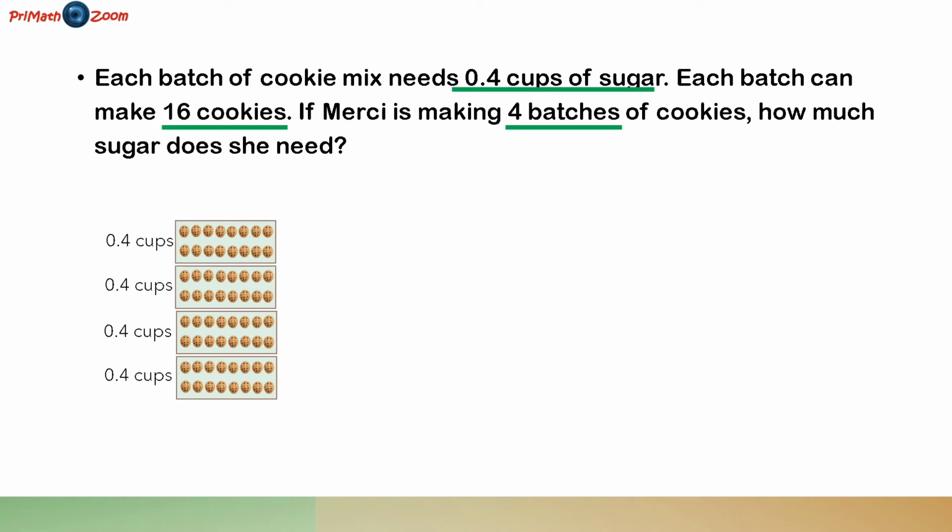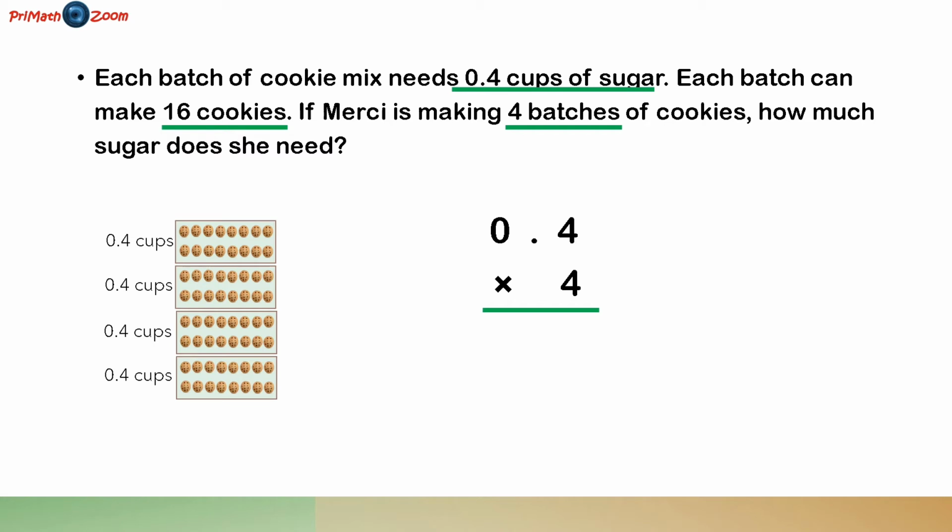So how else do you think we could do this apart from adding 0.4 cups 4 times? Yes, great job. We can multiply 0.4 cups by 4. So let us go and do that. Multiplied by 4. All right. So here it's going to be a little different when multiplying decimals, because we're not going to line up this decimal point this time. But let's go ahead with our multiplication.